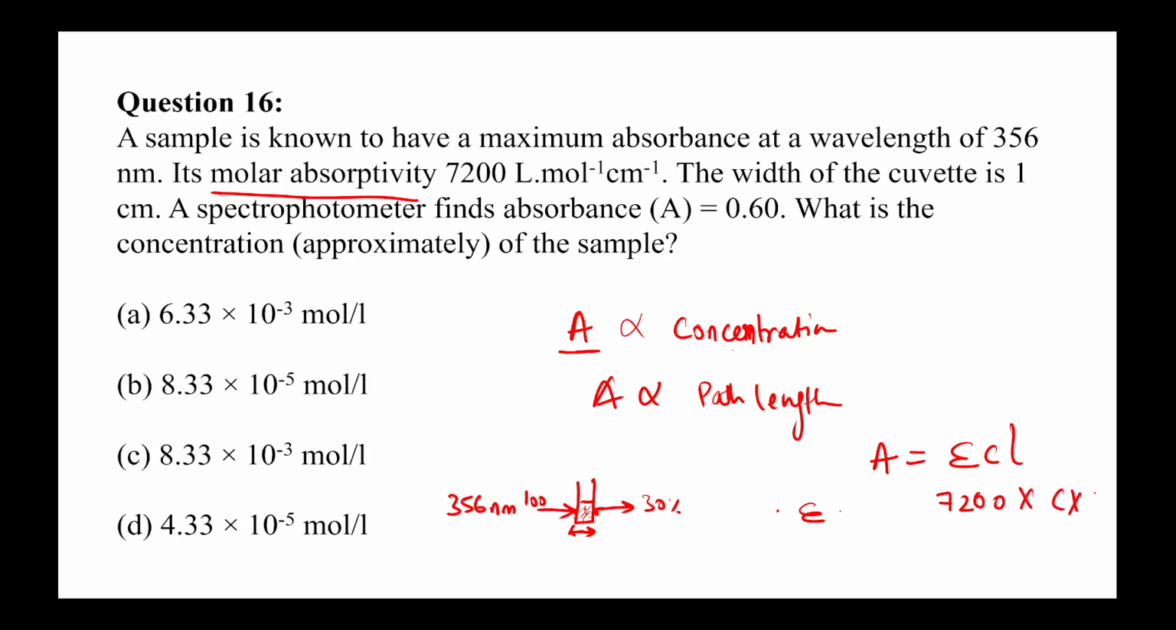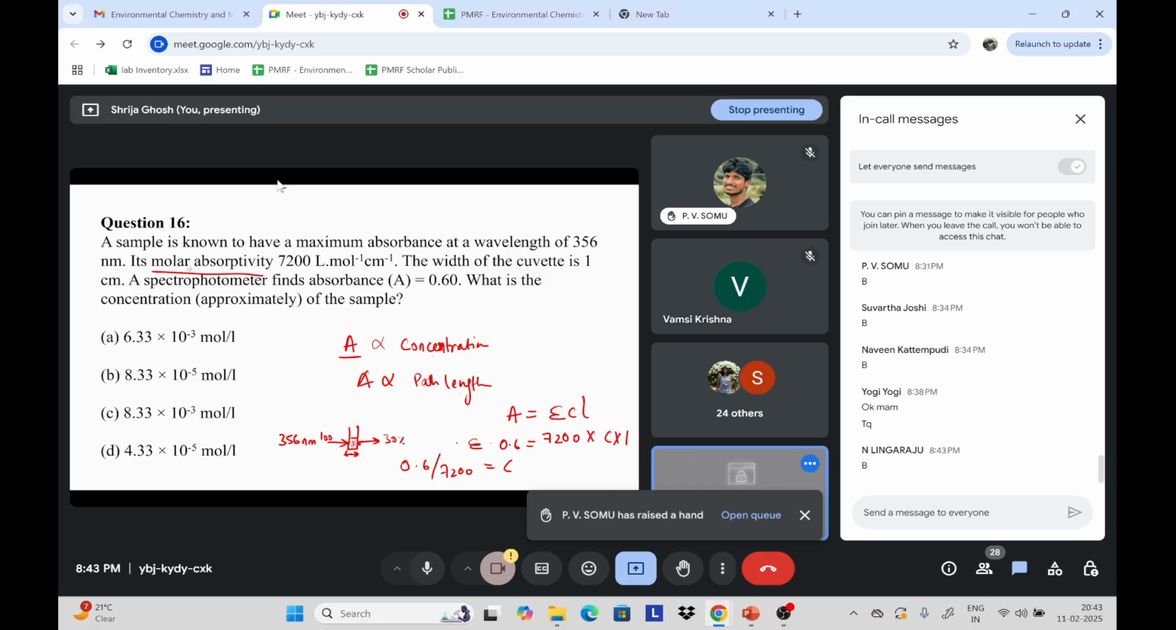Concentration we have to find. The length is 1 centimeter and the absorbance is given as 0.6. So now you know the absorbance, you know the epsilon value, and you know the length. So you can easily solve for the concentration. You have to just divide 0.6 by 7200. This will be equal to the concentration. This is clear to everyone? Just divide 0.6 by 7200.